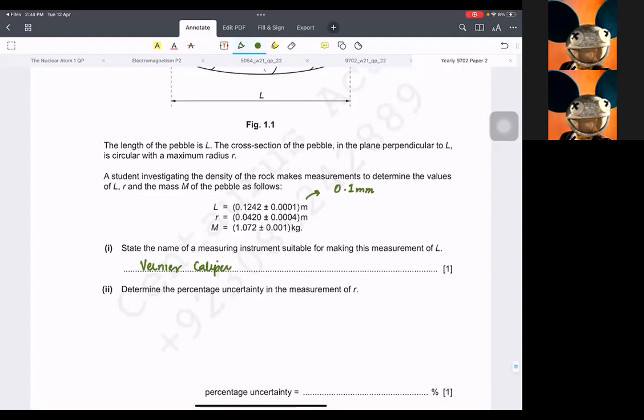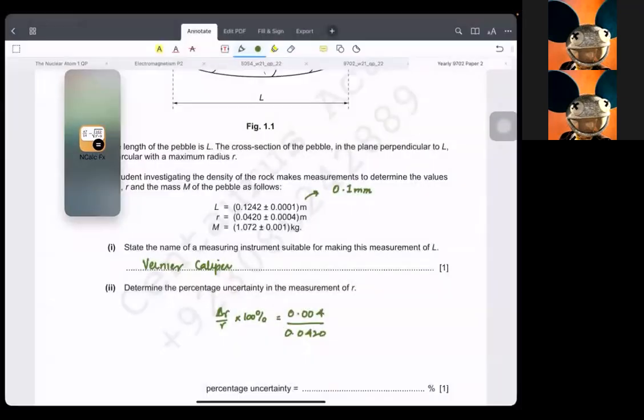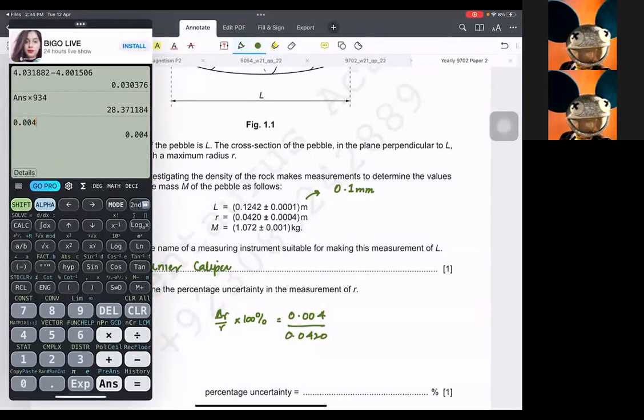Then it says determine the percentage uncertainty in measurement of R. So we're going to divide delta R over R, and then multiply by 100%. So 0.004 divided by 0.0420. Oh, there are actually three zeros. 0.0420, okay, that's fine. So this is about 0.95, so you can write about 1%.